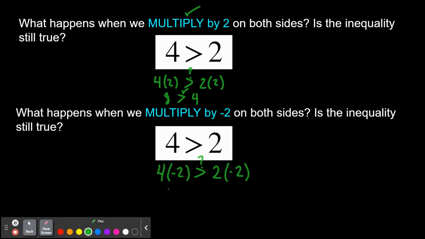Okay, 4 times negative 2 is negative 8, and 2 times negative 2 is negative 4. Uh-oh. Negative 8 is not greater than negative 4. Our inequality is no longer true. What happened? Why is this the case?